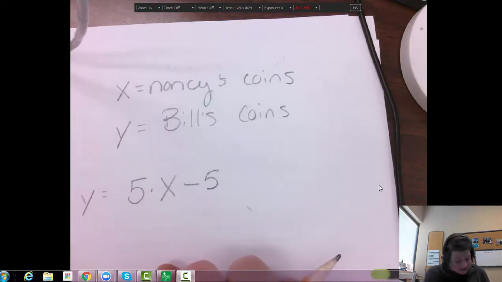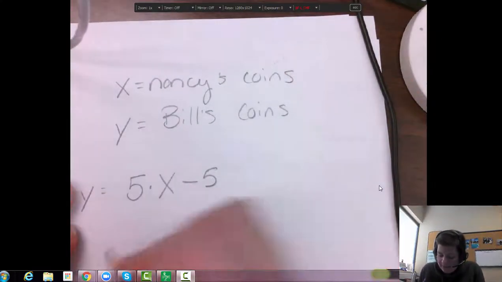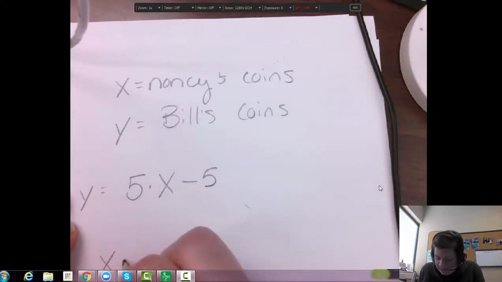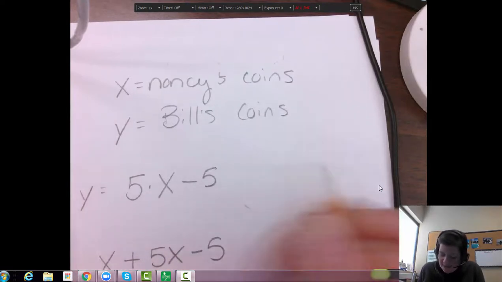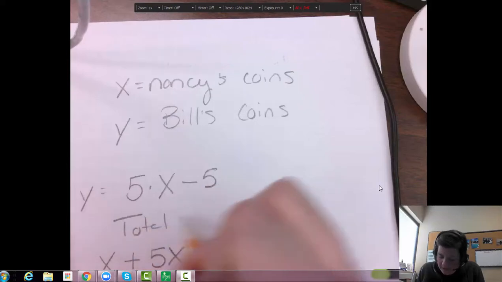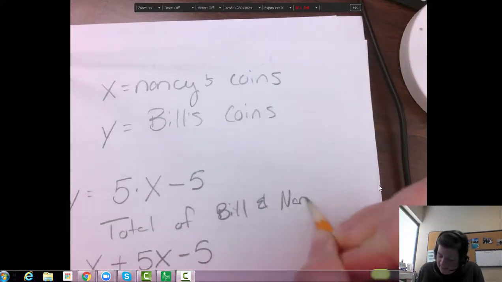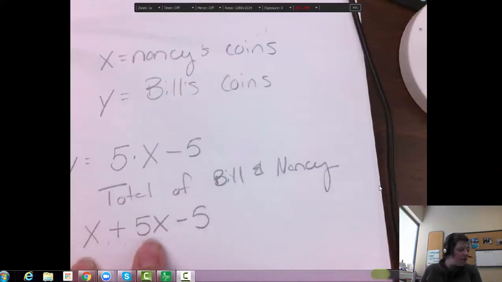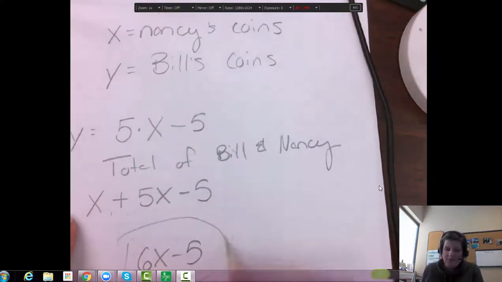Write and simplify an expression for the total number of coins Nancy and Bill have. So this is just Bill. Nancy is X. So I would have to combine those. X plus 5X minus 5. This is the total of Bill and Nancy. Okay, so these two have like terms. X plus 5X is 6X minus 5. And you can't combine those, so there's your answer.